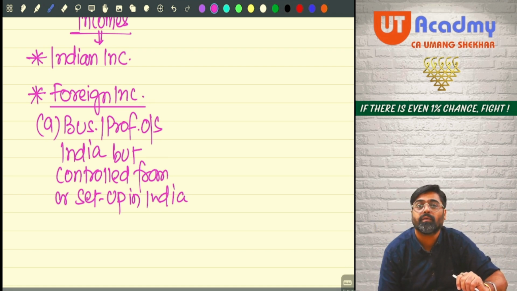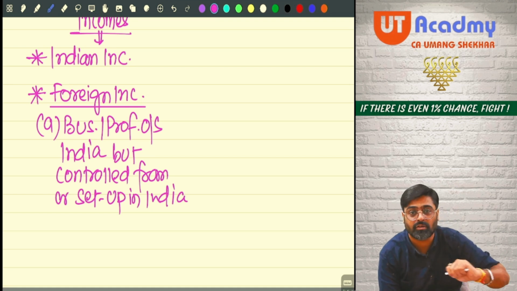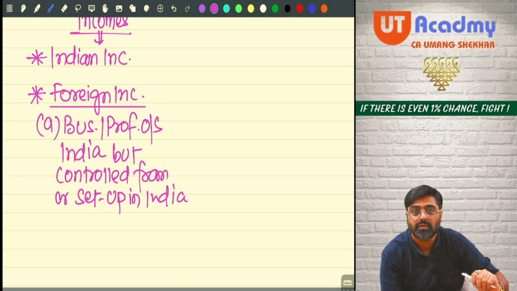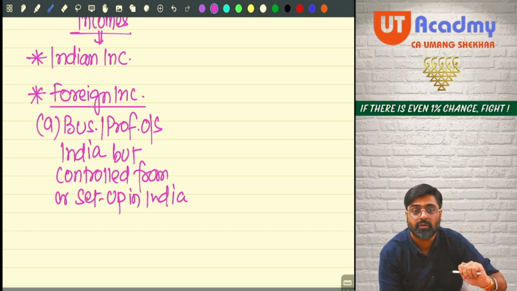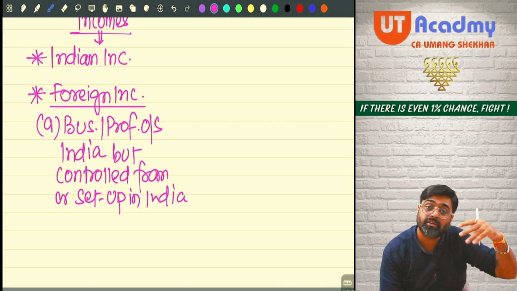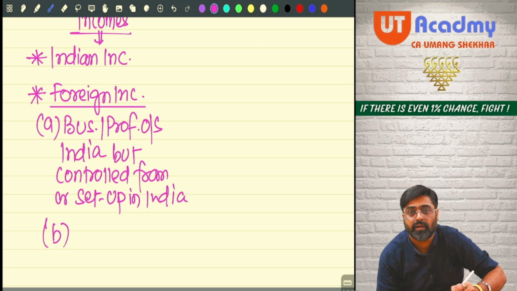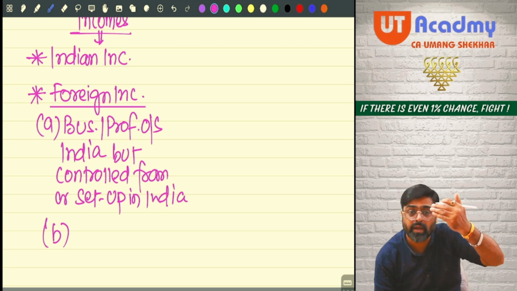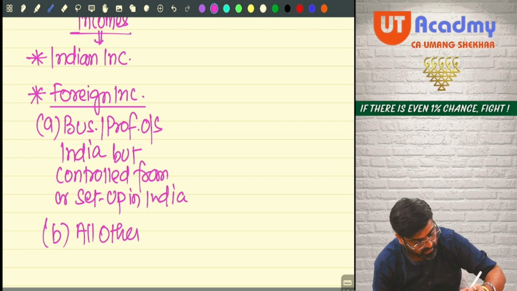Yes or no? Sir, what if I am earning income from any other source which is not a business or profession of this type? Any foreign income which I am earning from other sources, which is not this type of business or profession, will be treated as Part B foreign income. Part B means foreign income from all other sources.